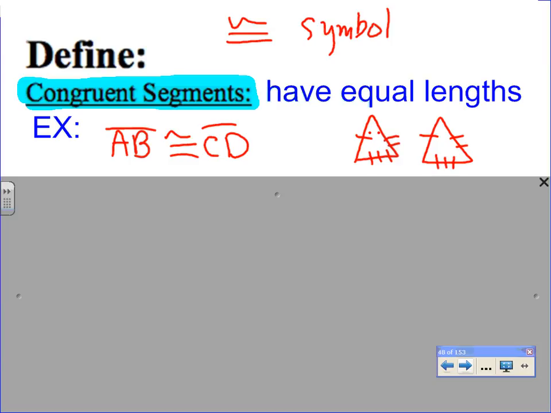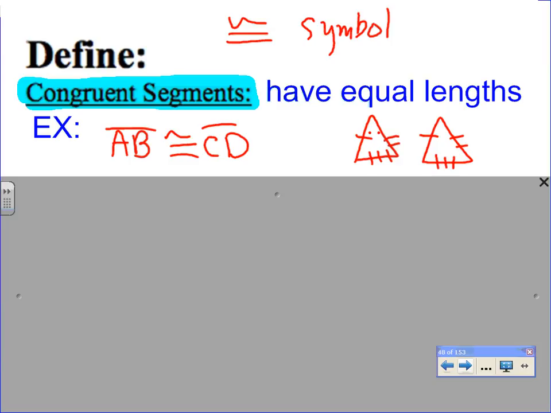Jackie? Say that again. Oh, that's because it was just my messy writing. It's an equal sign with a squiggle line above it. Okay? It doesn't have to be perfect.